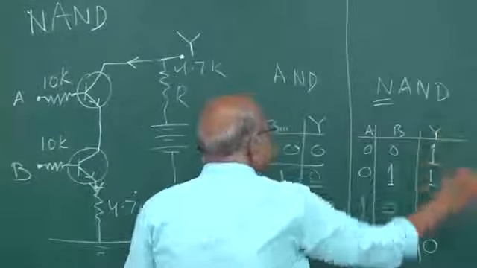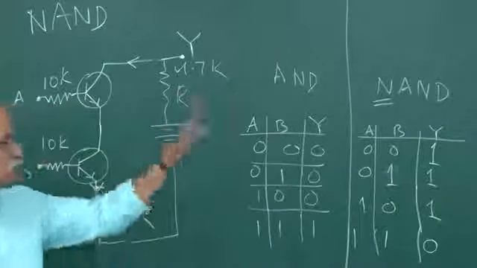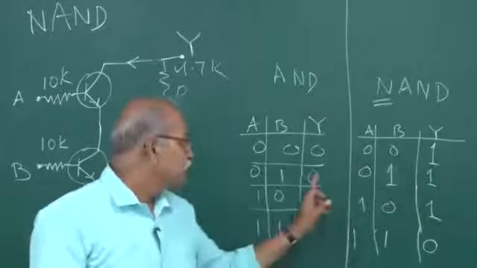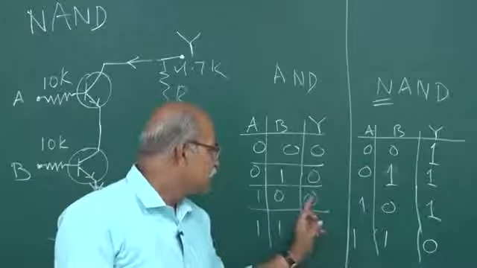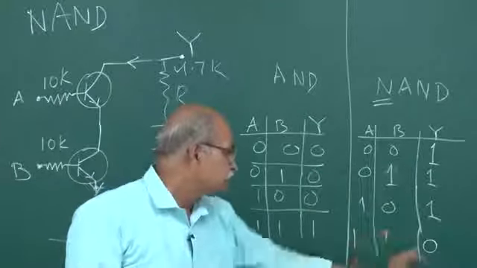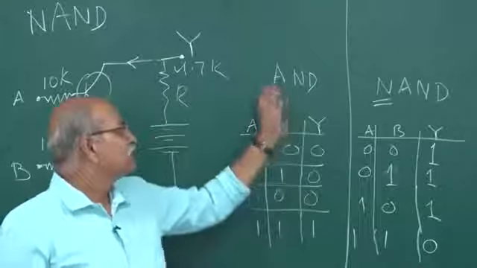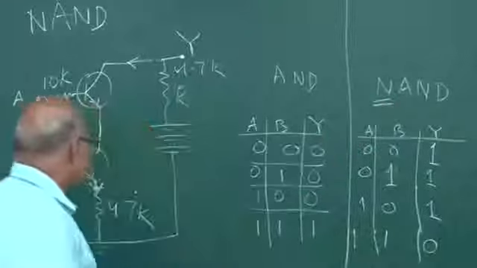Not AND. It is opposite of AND. If this is 0, this is 1. If this is 0, this is 1. This is 0, this is 1. This is 1, this is 0. So it is just not of AND, and therefore the name NAND.